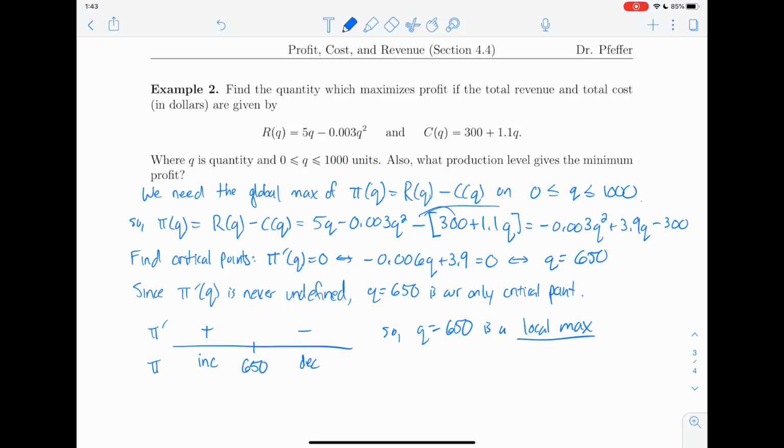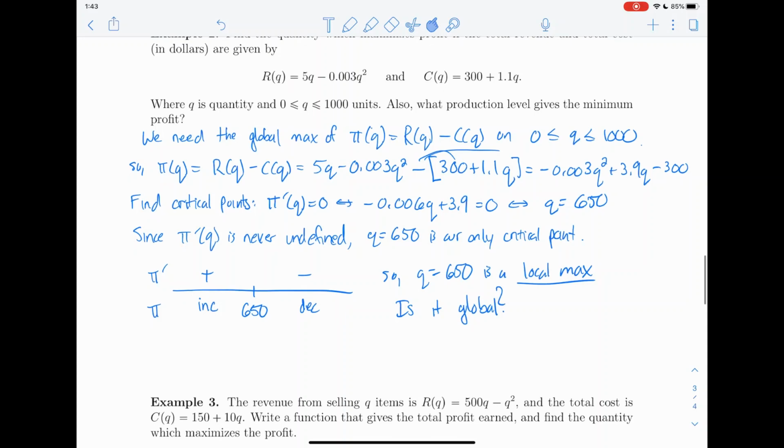Remember that the first derivative test only tells you about local maxes. We still don't yet know if it's global. So that's the next question. Is it global? To do that, we have to check it against these endpoints, 0 and 1000. So what we do is we take 0 and 1000 and then the critical point 650, and we evaluate them at the original profit function and determine which one is the highest. So we need to check out what pi of 0 is, what pi of 650 is, and what pi of 1000 is.